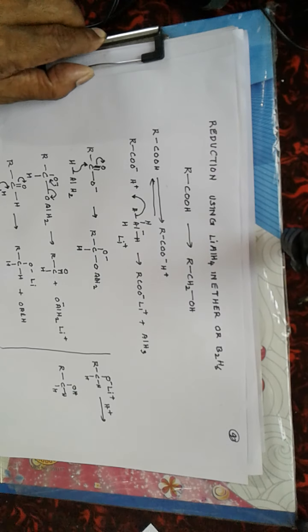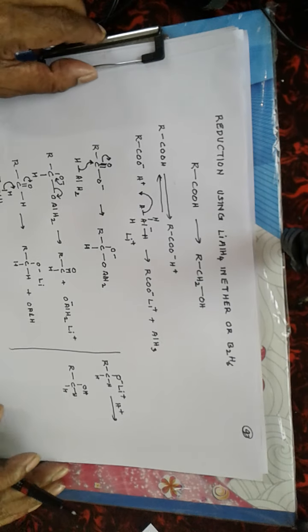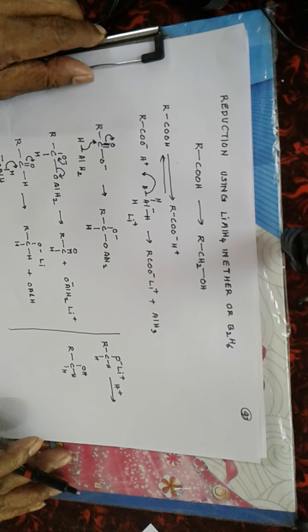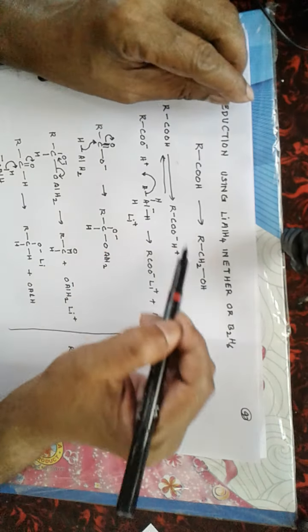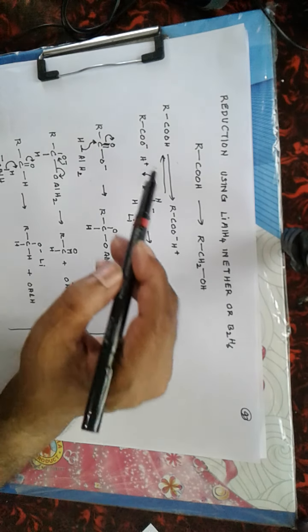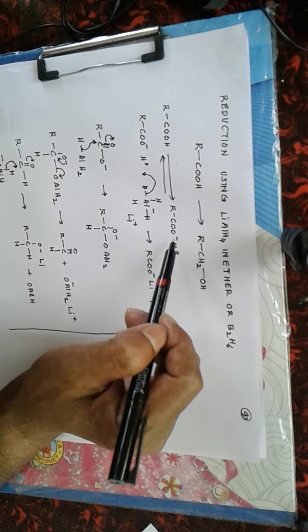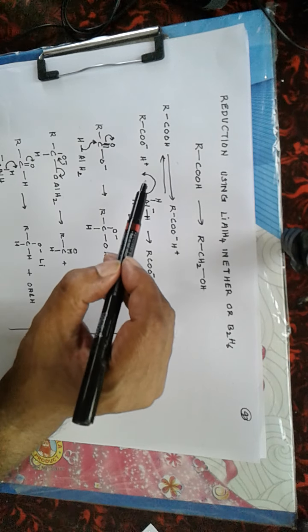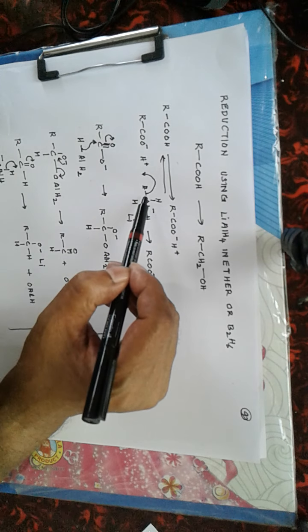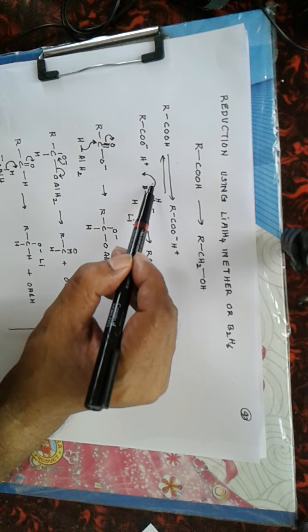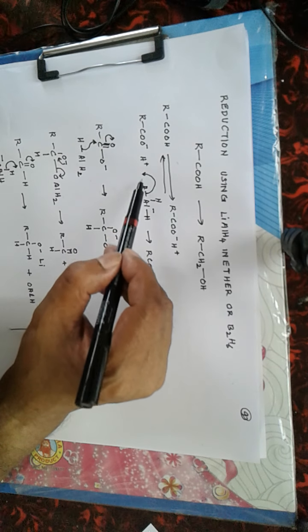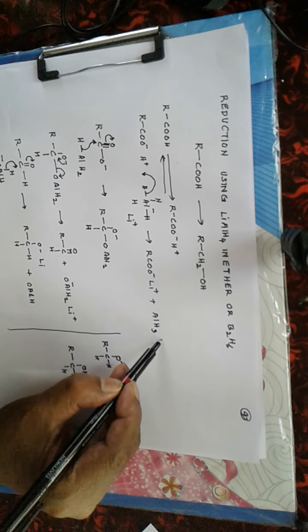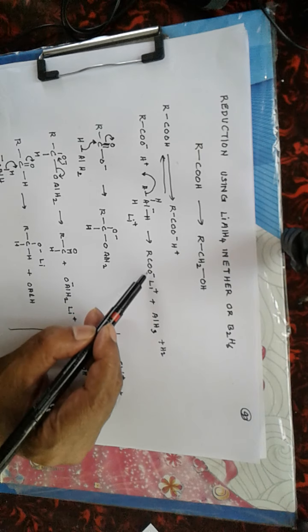Now reduction using lithium aluminum hydride in ether or B2H6, that is diborane, RCOOH is converted to RCH2OH. Now RCOOH dissociates into RCOO negative and H positive. Now a hydride ion from the aluminum hydride part is connected to H positive, H negative, and H positive will liberate hydrogen, and AlH3 and RCOO negative connected to Li positive.